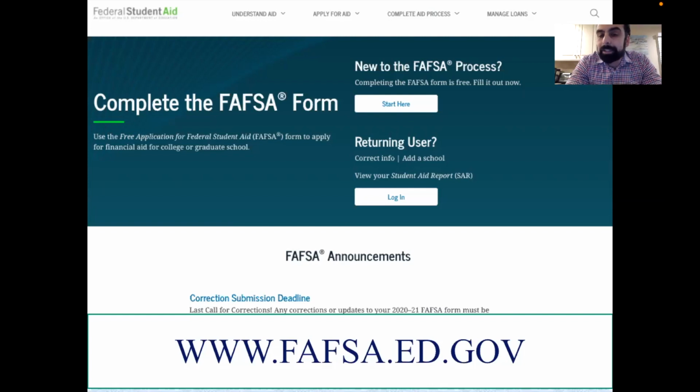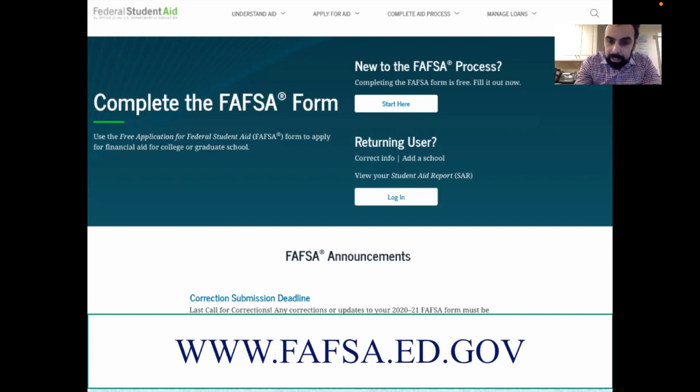Either you can start as a new person, so start here, or you can use returning user and log in. The funny thing is both those white buttons take you to basically the same exact spot. So it doesn't matter which one you click on, you're going to be asked the same next question by either box. When you first log on to the form, the website you see down below is where you need to go to start filling out the FAFSA form.